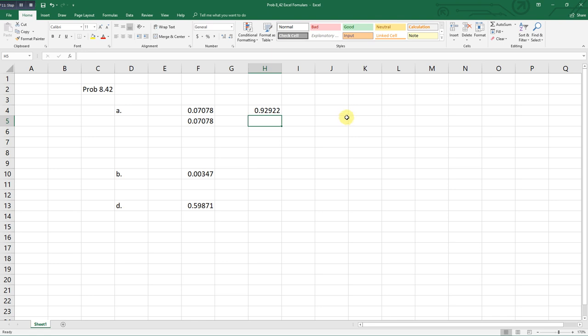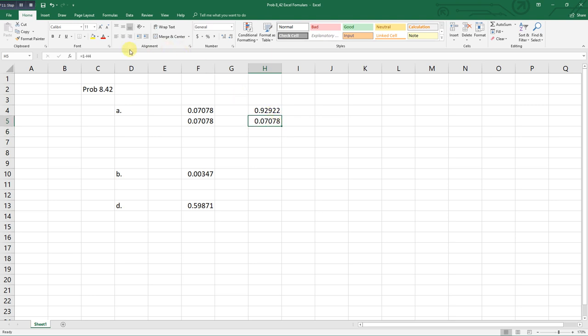But see, it's not giving us 0.0708. Just like the table, Excel also reads from left to right. So actually, we have to do 1 minus. So if I do right here, for example, equals 1 minus.